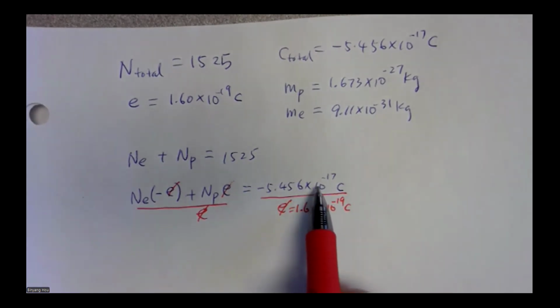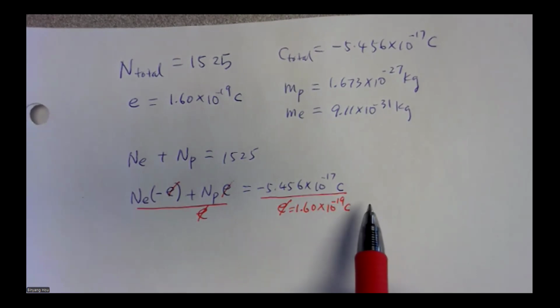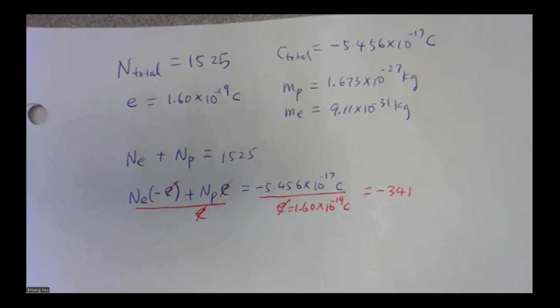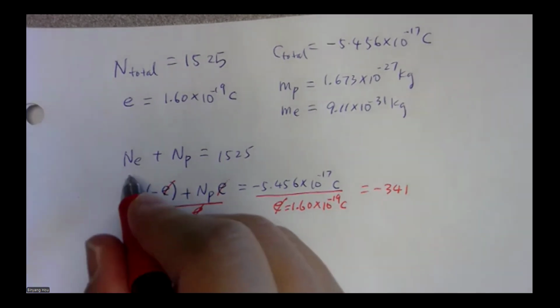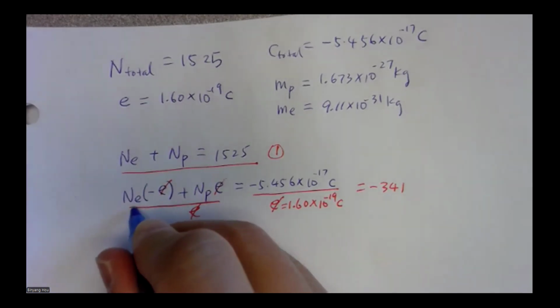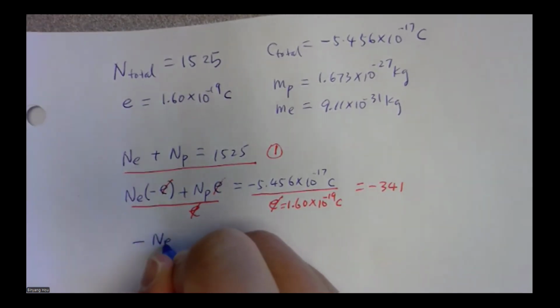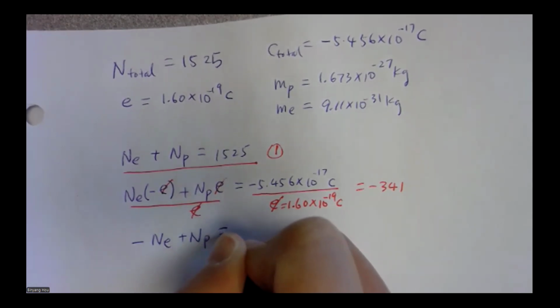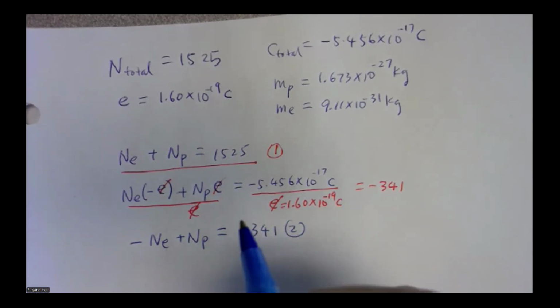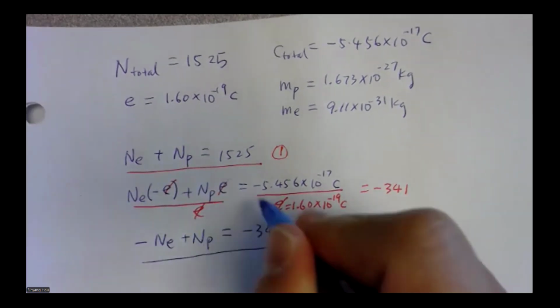So on the right hand side here, if you do that divided by that, that actually gives you negative 341. So now we have this equation as the first equation. And this second equation, we can rewrite it. We can tidy these things up a little bit. We can do a minus sign here. You can say minus of NE plus MP is actually equal to minus of 341. So this is my equation 2. So I got equation 1, I got equation 2 here.